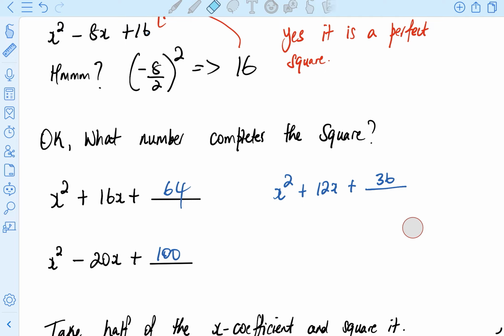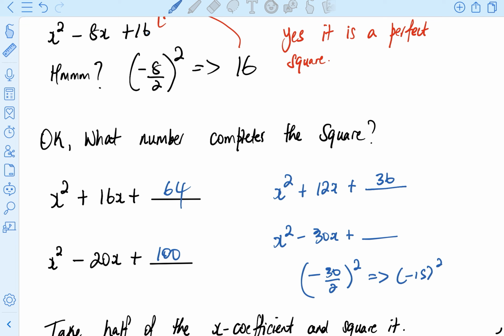Okay, let's do another one. Not going to do anything crazy. I want to keep it with whole numbers. Not going to get you doing fractions as yet, but the same concept will apply. So x squared minus 30x plus dash. What number completes this square? Well, negative 30 divided by 2 squared will become negative 15 squared, which is 225. So that's the number that completes that square.